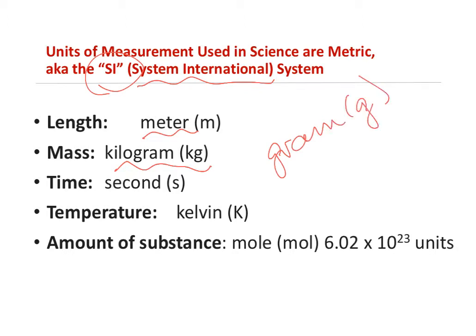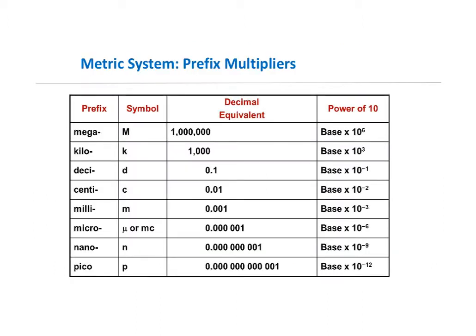Time, the accepted SI unit is seconds. Temperature is Kelvin. However, many scientists will use degrees Celsius also. And later in the semester, we'll talk about what a mole is. That's the quantity in the metric system. There are several metric prefixes that you'll have to commit to memory, including mega, kilo, centi, milli, micro, and nano.